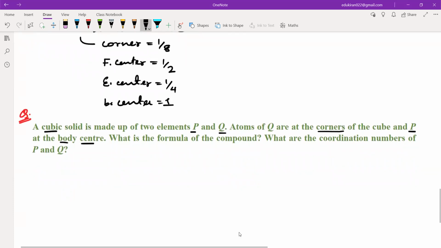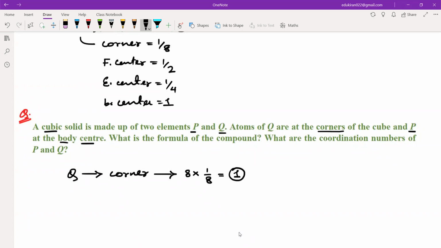First of all, you will write the atoms of Q. You will write that Q atoms are present at the corner. Now you tell me how many atoms of Q will be there in a cube? How many corners are there in a cube? 8 corners. What is the contribution of each? 1 by 8, so 8 times 1 by 8 is equal to 1. Then you will circle this number. Then you will write P, and then you will write body center.